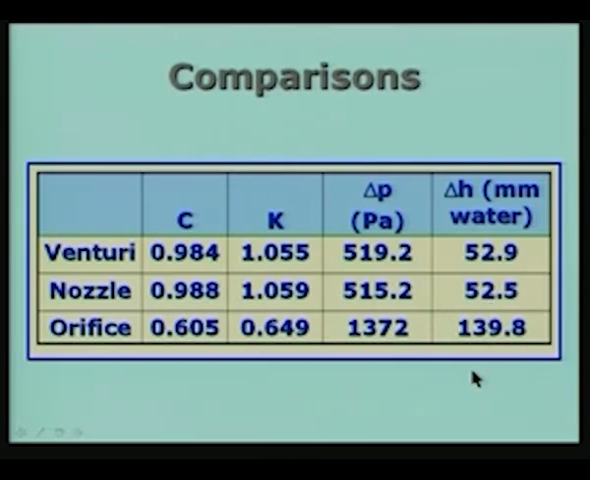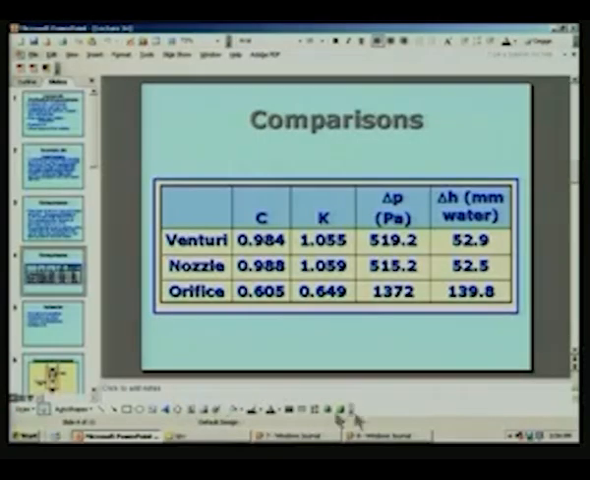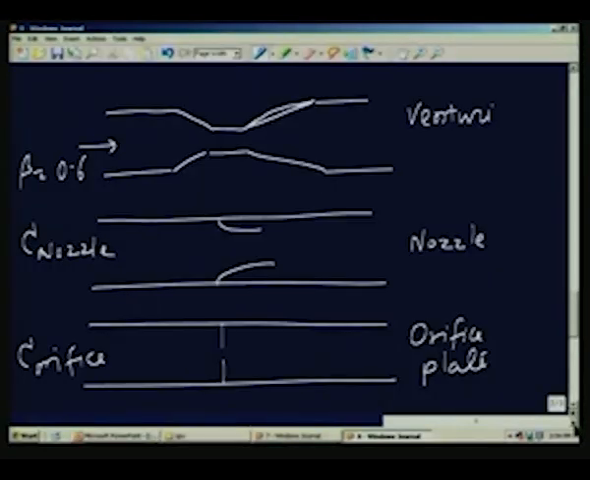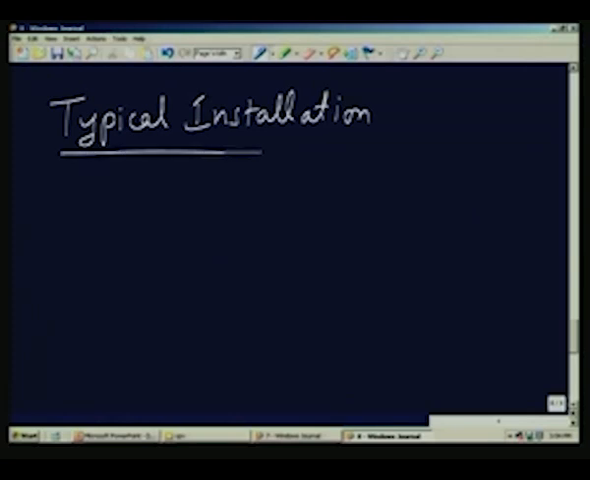The other point I would like to talk about before we leave this topic is to look at how a typical installation will be. So, the typical installation of any of these types of flow meters, what does it require? For example, if you have any of the flow meters, I will just put it in the form of a box. This is the flow meter.